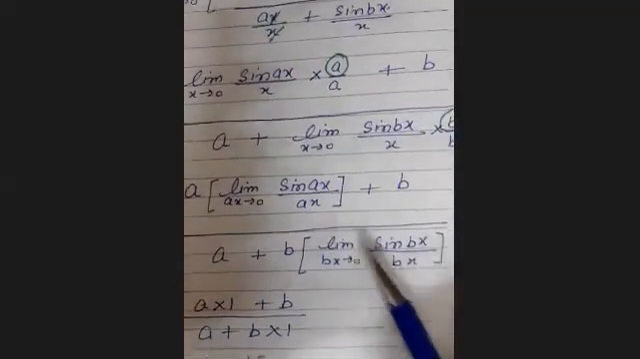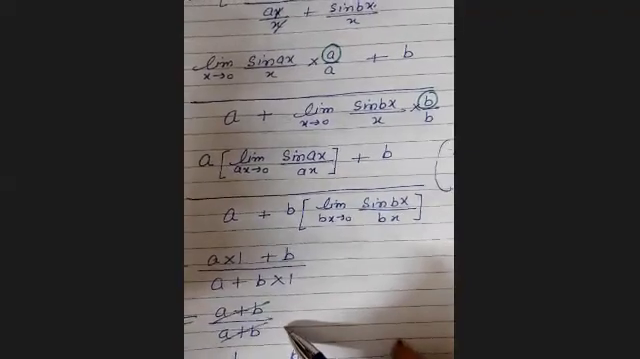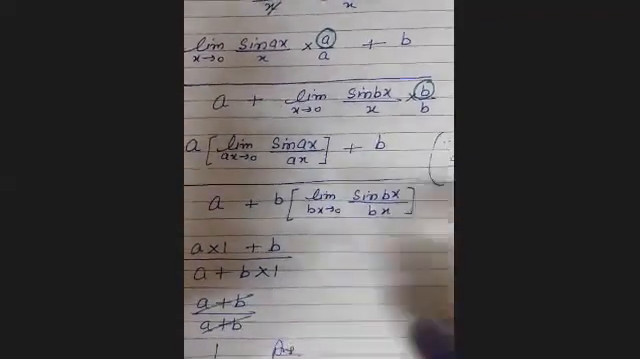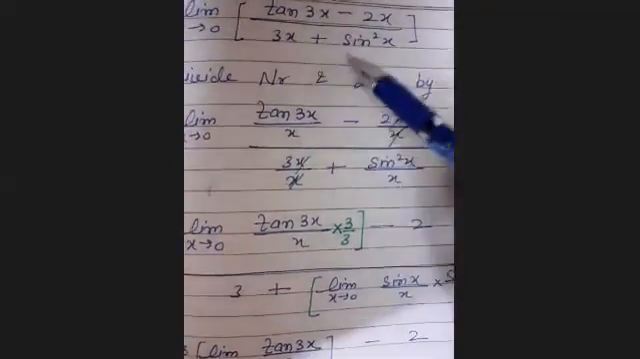This limit is 1, this limit is 1. Therefore, after applying, we are getting a plus b upon a plus b. Both terms are the same, can be cancelled, and we are getting the limit of this function as 1. Next is limit x tends to 0, (tan 3x minus 2x) upon (3x plus sin square x).